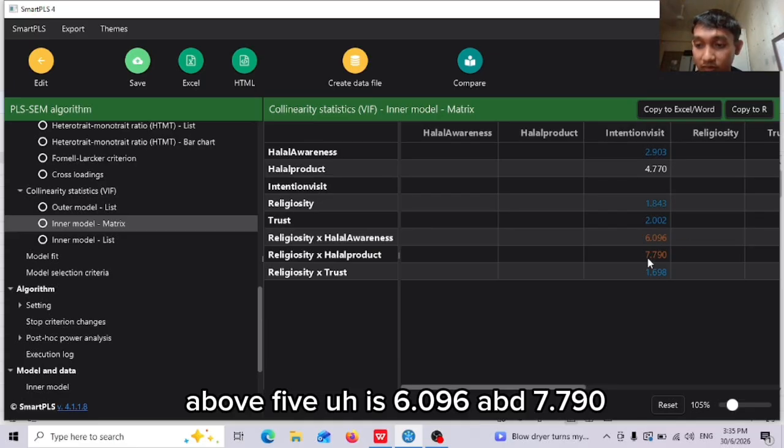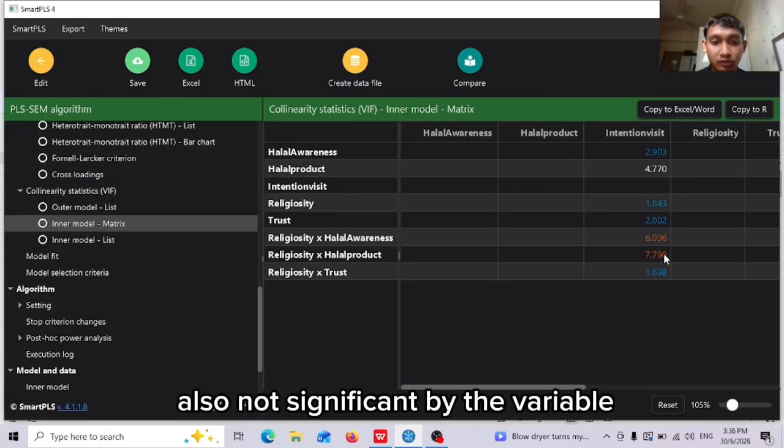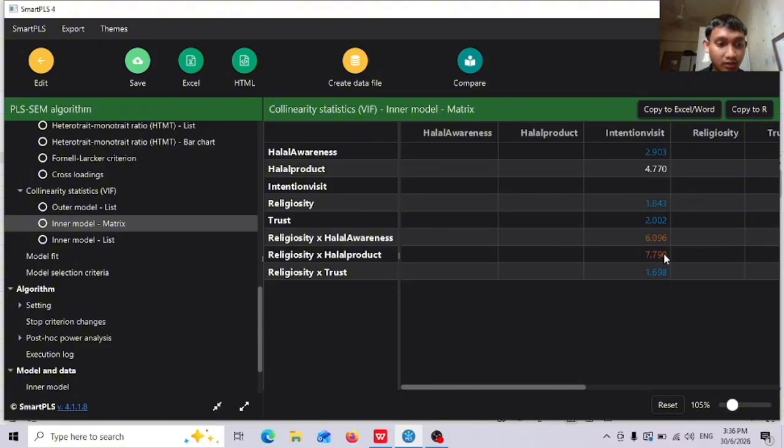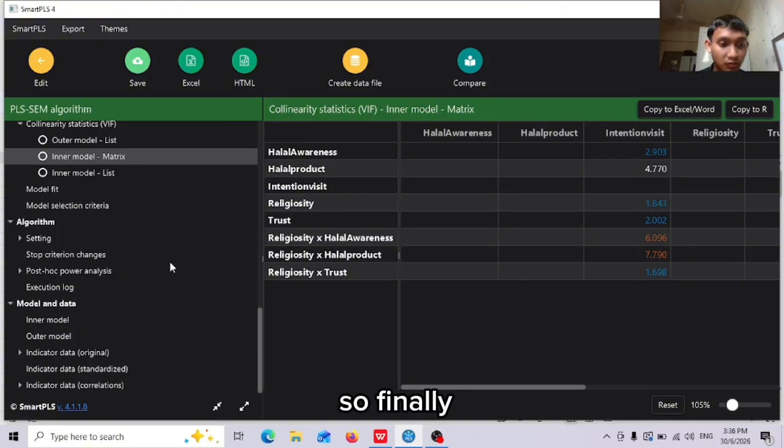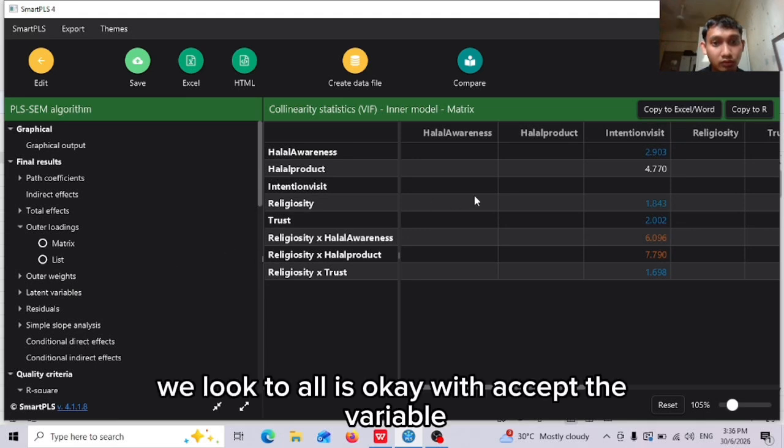They are just above five, at 6.096 and 7.790. It is okay, but also not significant for the variable. So finally, we look at all of it, and it is okay except for that variable.